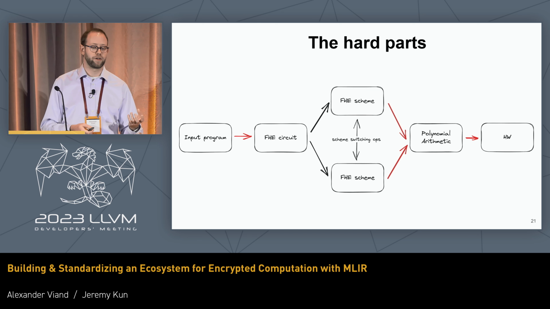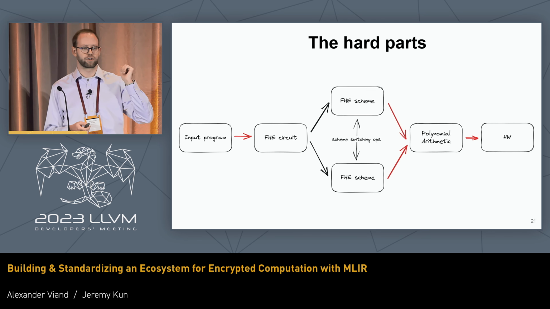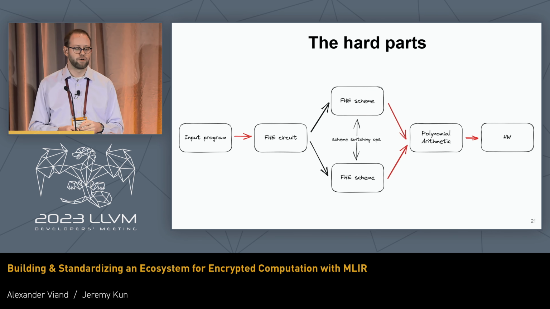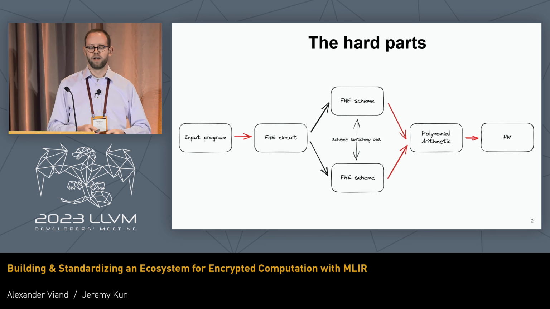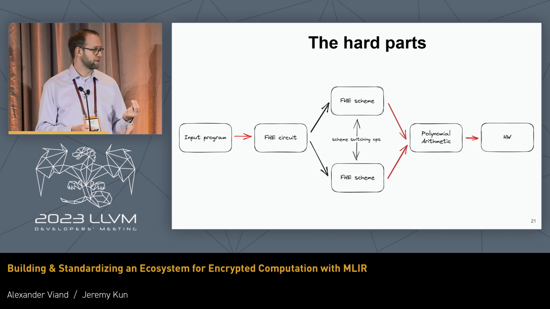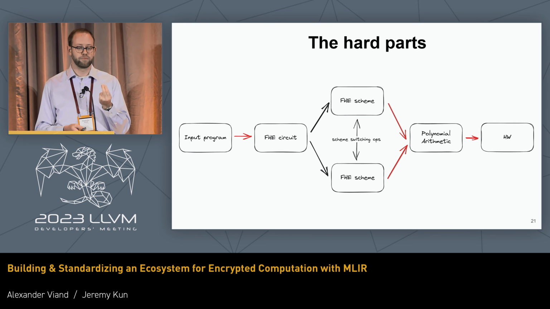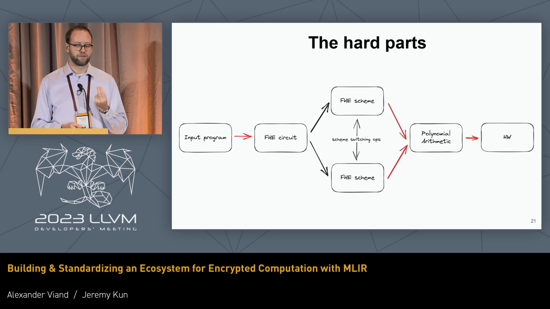Some of them are more cryptographic, like these scheme switching things where you want to go from one scheme to another. Some of them are more involved in the front end side of how you represent these programs. And the one that we want to talk most about today is how you make the core polynomial arithmetic fast.